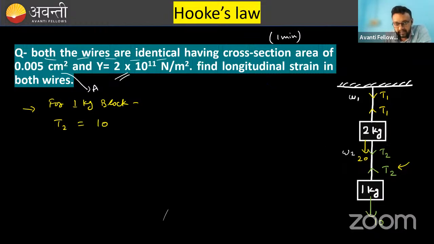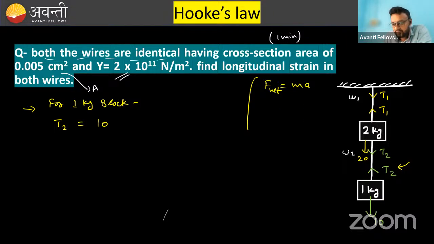If you want me to solve that as well, you are not saying anything, so I will show it to you. Actually, these two blocks are hanged by the ceiling. So they are not moving. Their acceleration is 0. So what is the equation? F is equal to mass into acceleration. This is the equation. F net is equal to ma.